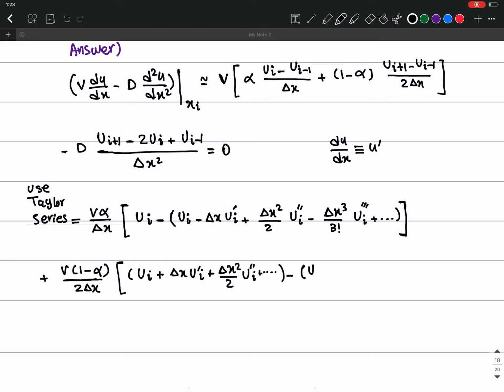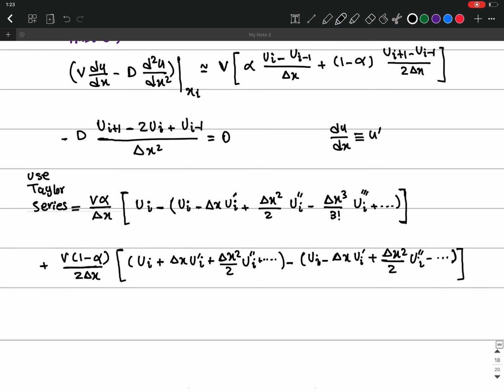So it's going to be ui minus delta x u prime i plus delta x squared over 2 u double prime i and other terms, right? Okay. So this is the second term, and now the last one, which is going to be the diffusion term.